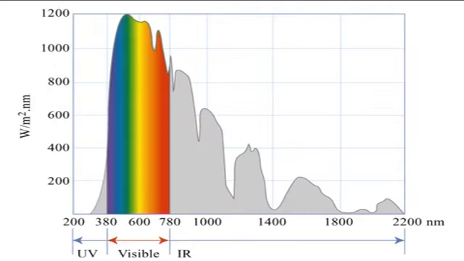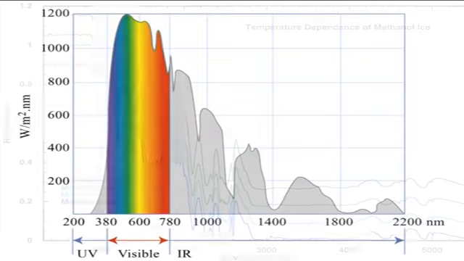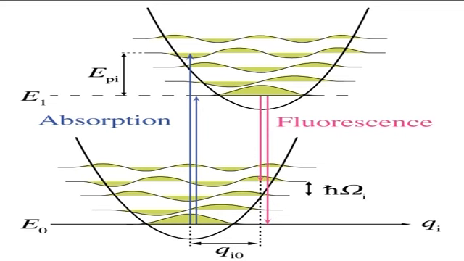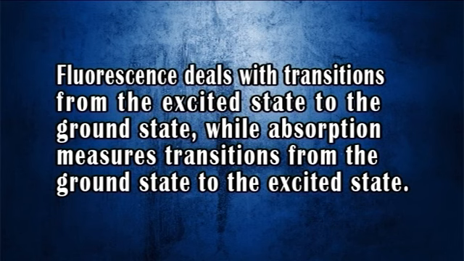The absorption or reflectance in the visible range directly affects the perceived color of the chemicals involved. In this region of the electromagnetic spectrum, molecules undergo electronic transitions. This technique is complementary to fluorescence spectroscopy in that fluorescence deals with transitions from the excited state to the ground state, while absorption measures transitions from the ground state to the excited state.